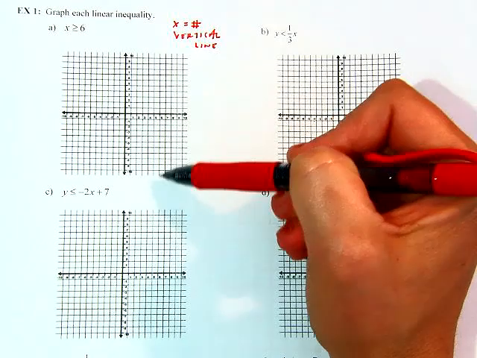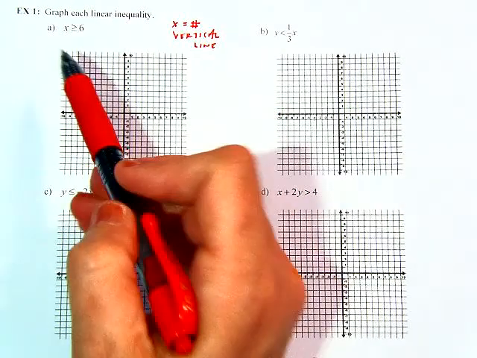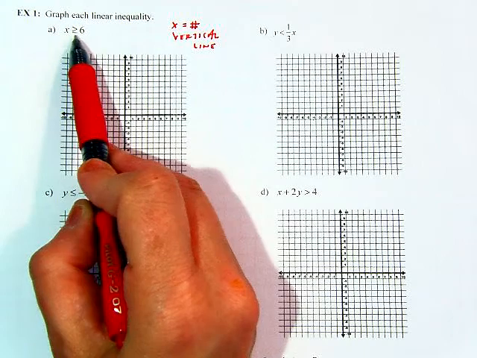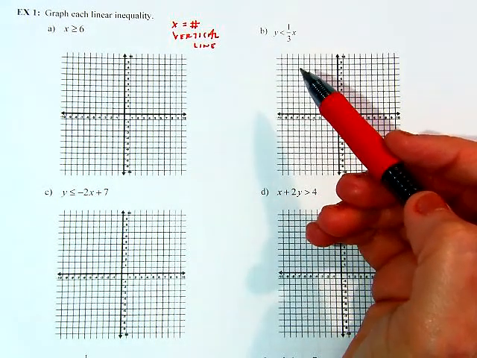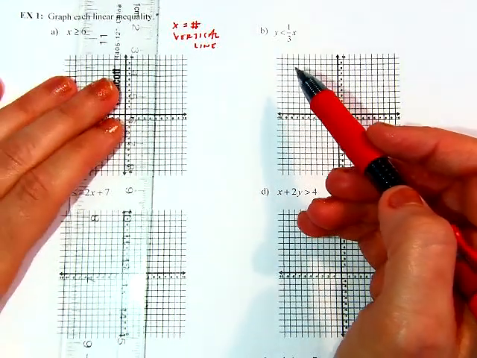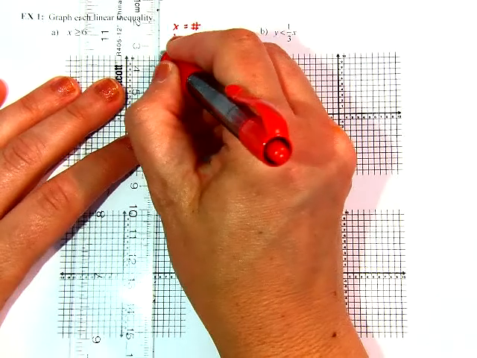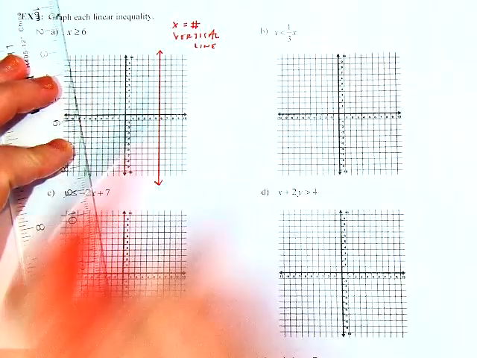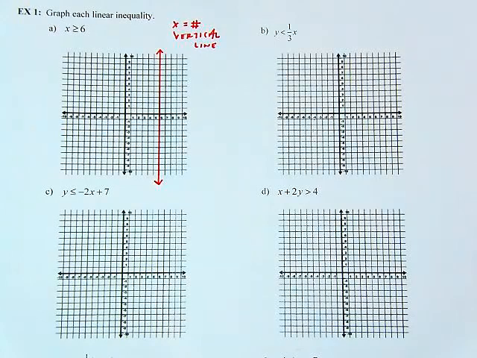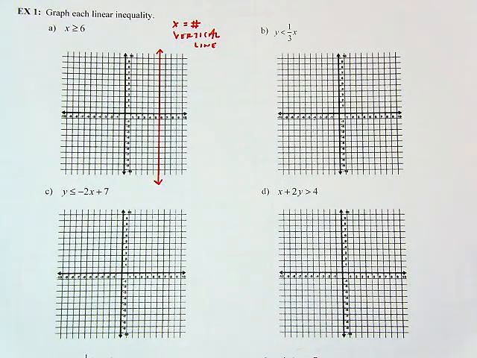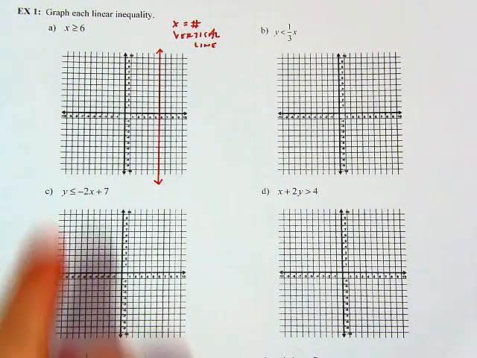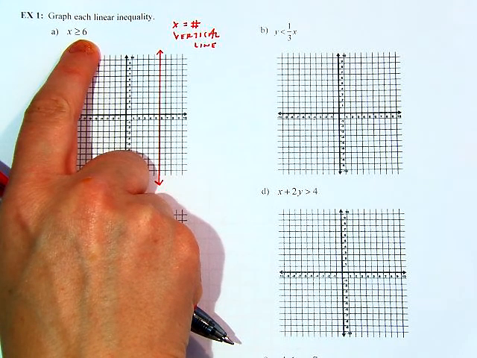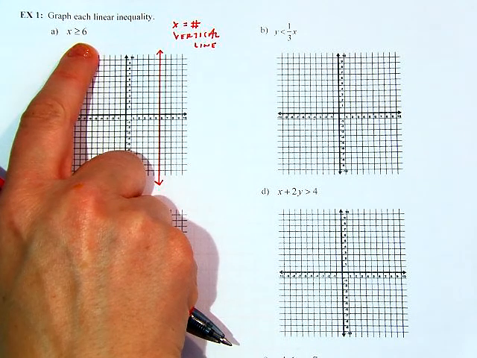Now I need to picture, is that line going to be dotted or solid? Since it's greater than or equal to, it has a little dash underneath it, so it's going to be a solid line at x equals 6. And then I have to figure out, which direction do I shade? Well, this is a nice one. Since it's only x is greater than or equal to 6, I can just go in the direction the arrow is pointing. I could also use a checkpoint.